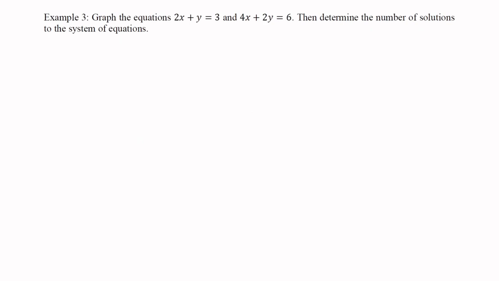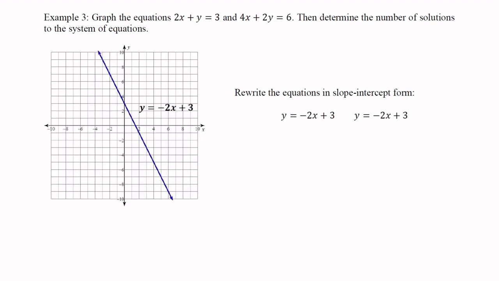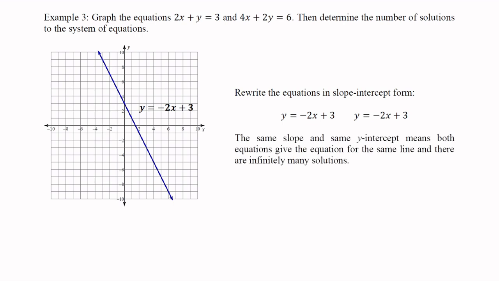And then in this example, we're going to determine the number of solutions. We're going to rewrite the equations in slope-intercept form, which by now you know how to do, so there's your rewrites for you. We're going to graph the two equations, and since they are essentially the same equation, you're going to have the same line, which means the lines are on top of each other, and we have infinitely many solutions.